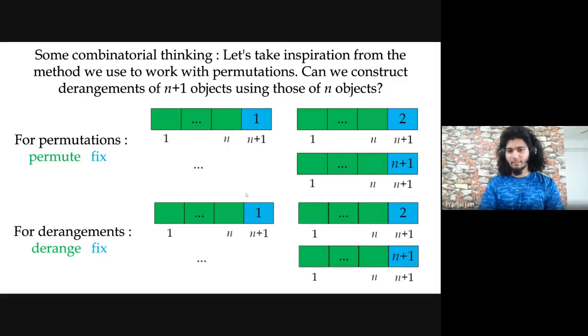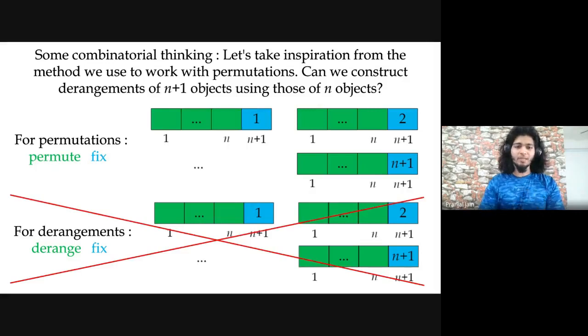So we'll do something similar. We'll fix 1 in the n plus 1 position and derange these elements. So there are d of n ways to do this, and there is of course one way to fix 1 over here, and then we'll fix 2 in the n plus 1 position and derange these, then 3 in the n plus 1 position, derange the rest, and so on till n plus 1 in the n plus 1 position and derange the rest. But it is pretty easy to see why this doesn't work.